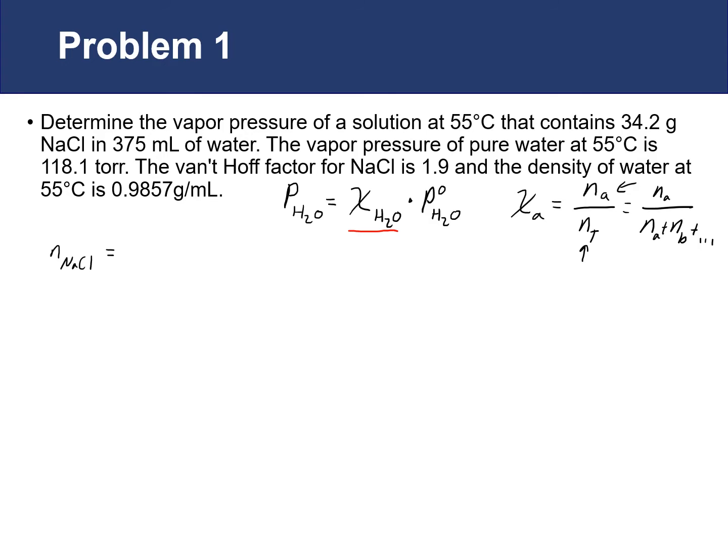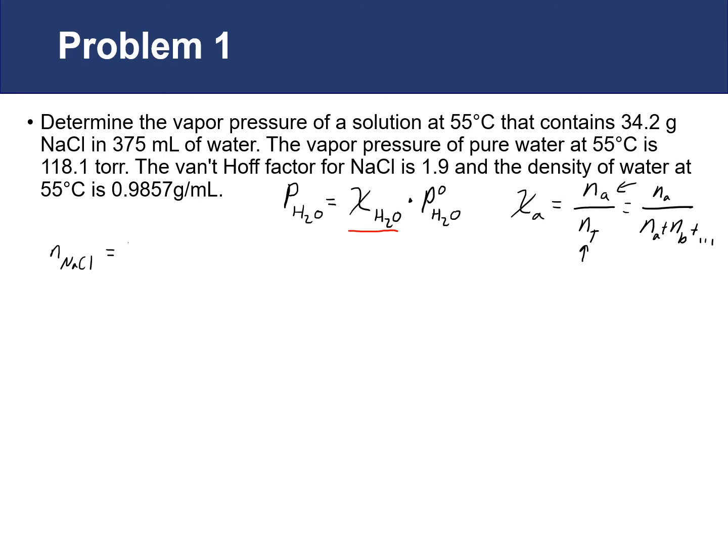In this case, because we're interested in water, our water is going to be in the numerator and the denominator. But the Van Hoff factor is not being applied to water, it's being applied to sodium chloride. So what we'll do is figure out the number of moles of sodium chloride and then apply the Van Hoff factor to it to scale up to account for it breaking apart into its ions.